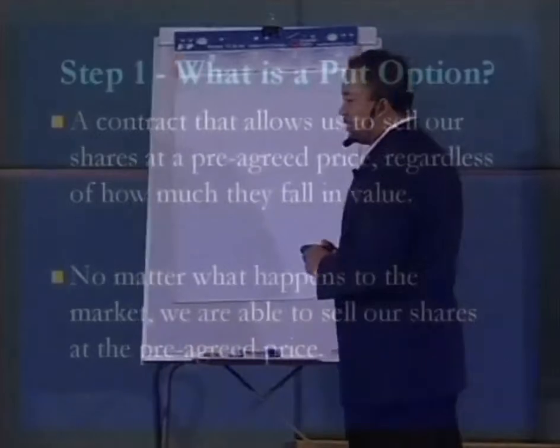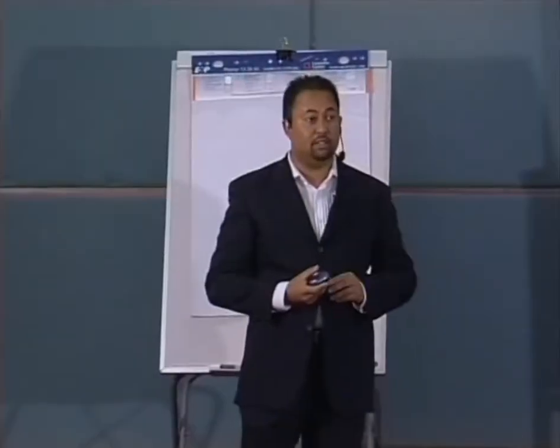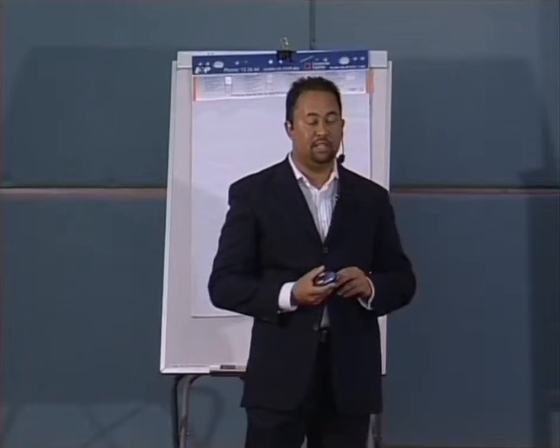So a put option is basically a contract that allows us to sell our shares at a pre-agreed price, regardless of how much they fall in value. No matter what happens to the market, we are able to sell our shares at the pre-agreed price. Okay, who thinks that's really interesting?